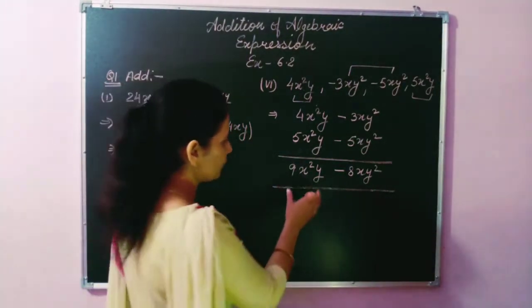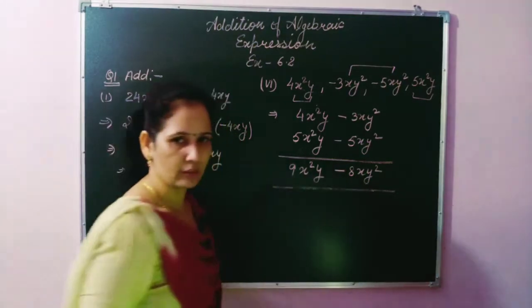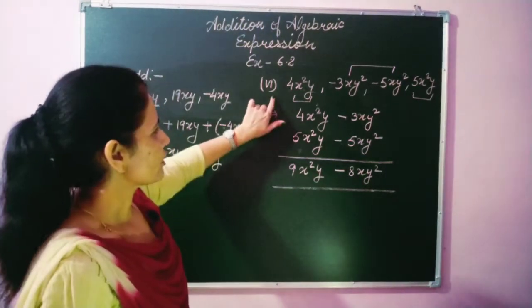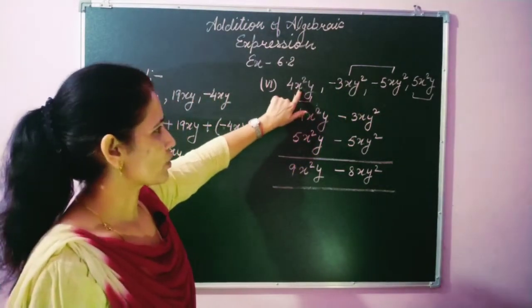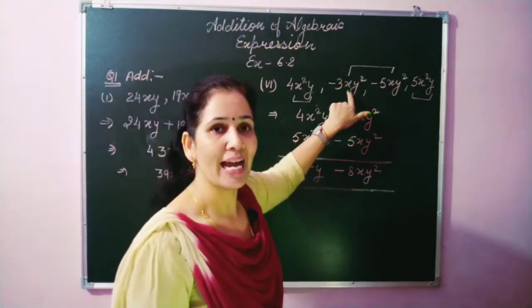We will not do anything. Now this is our final answer. Okay, I repeat again. In sixth part, they have given two terms, two unlike terms. First is 4x square y and second one is minus 3xy square.